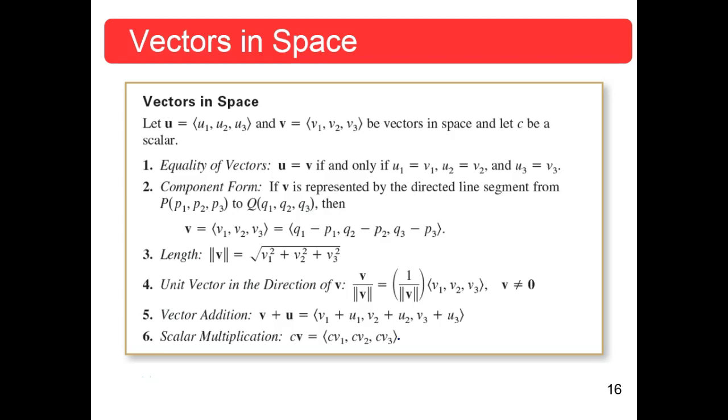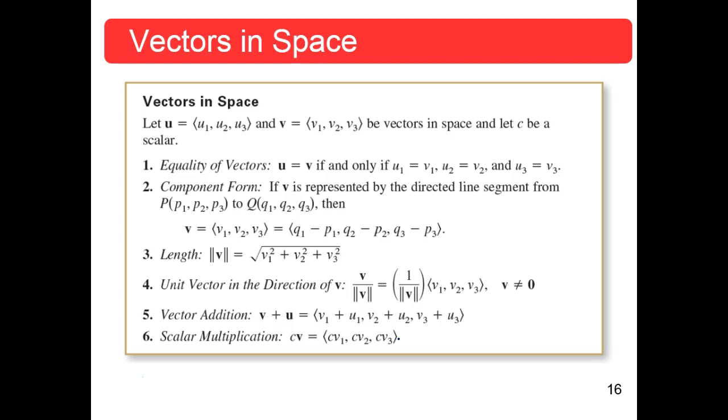Unit vector in the direction of V. Exactly the same definition as before. That vector V divided by the magnitude of V. What's the magnitude of V? That's the length of V. This thing right here. So that would be V, which is V1, V2, V3, divided by that magnitude, whatever that is. Now, of course, V cannot be the 0 vector because it has no magnitude. Okay. Can't divide by 0.